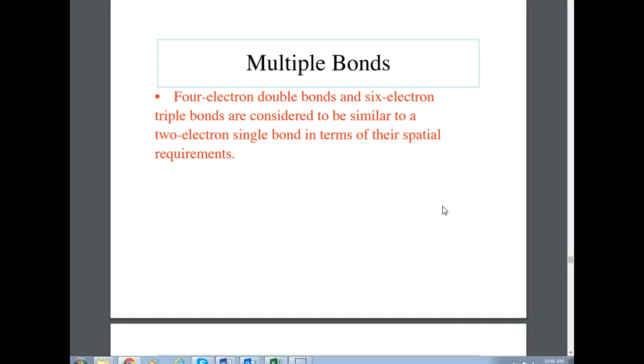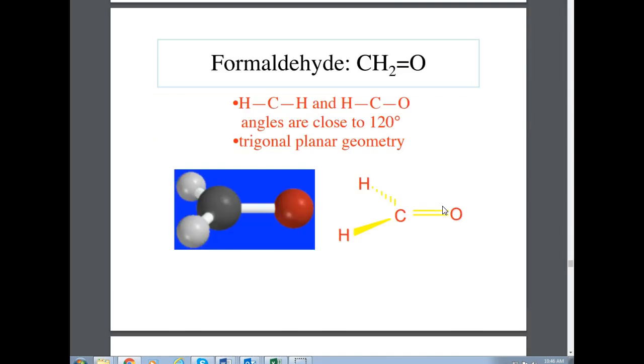We can also have double bonds and triple bonds, and they also take up space. So, for example, this double bond takes a lot of space. Electrons are in this area, so it's going to push this hydrogen down.